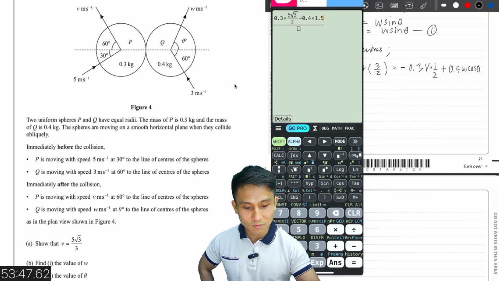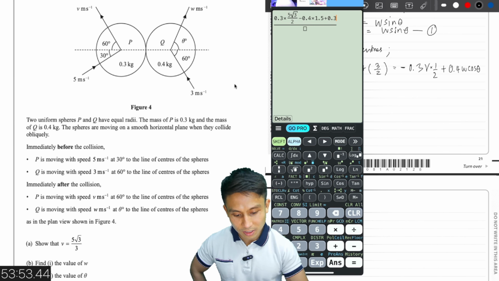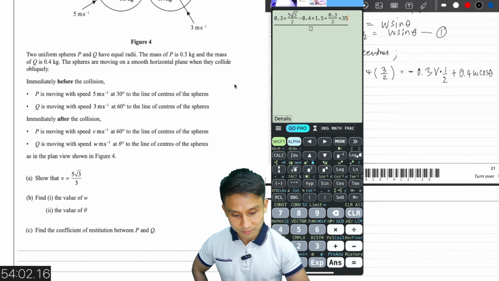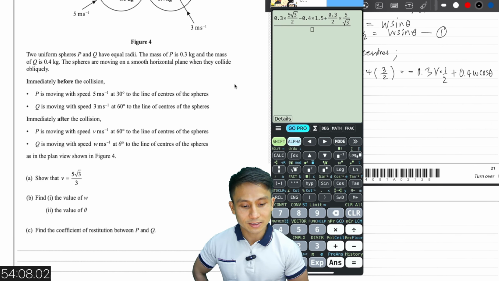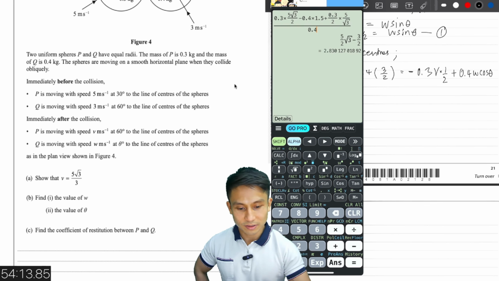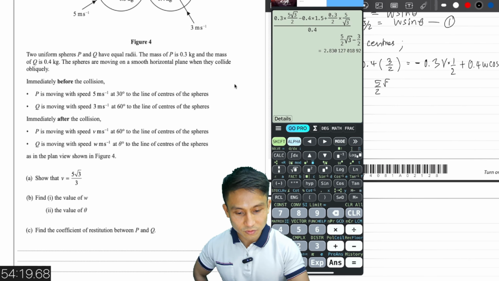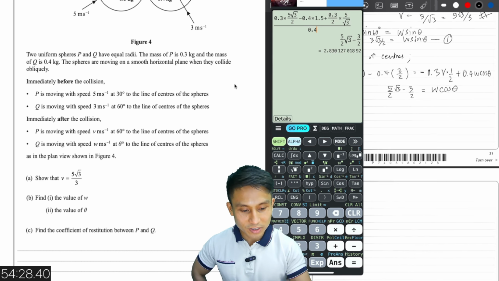Now, I move that term to the left side, so I need to do a plus, 0.3 over 2 times the V, which was 5 root 3 over 3, so 5 over root 3, same thing. That's moving everything to the left side already. And now we divide by 0.4 here. That doesn't look so simple, but okay: 5 over 2 root 3 minus 3 over 2 equals W cos theta. So that will be my go-to equation there.